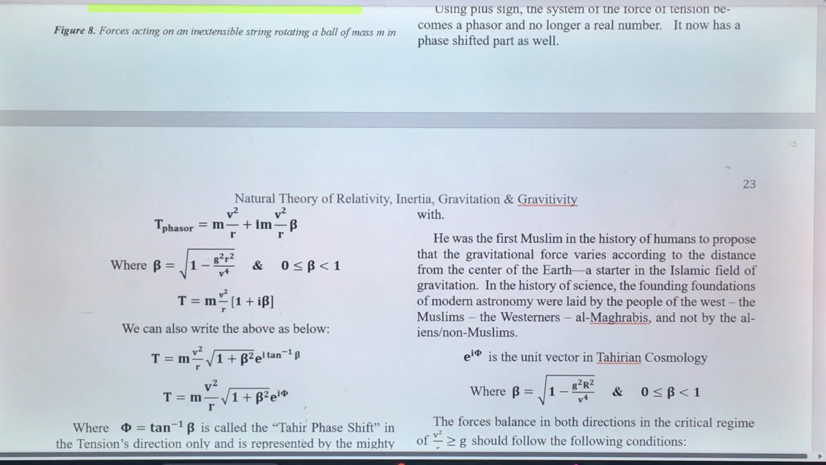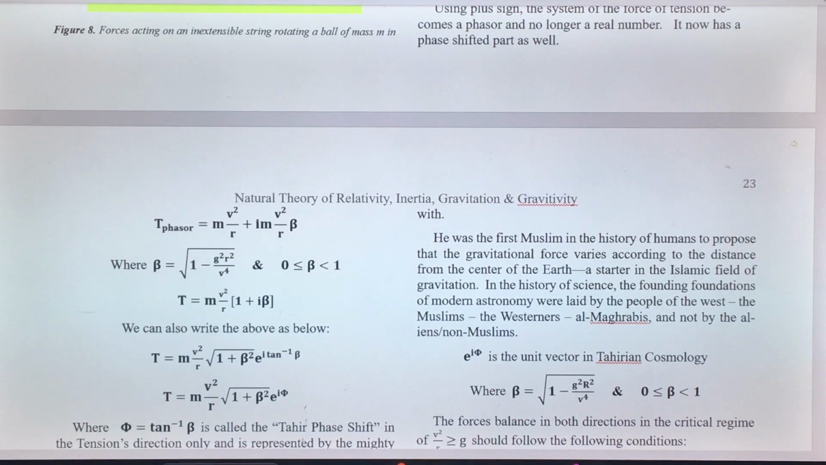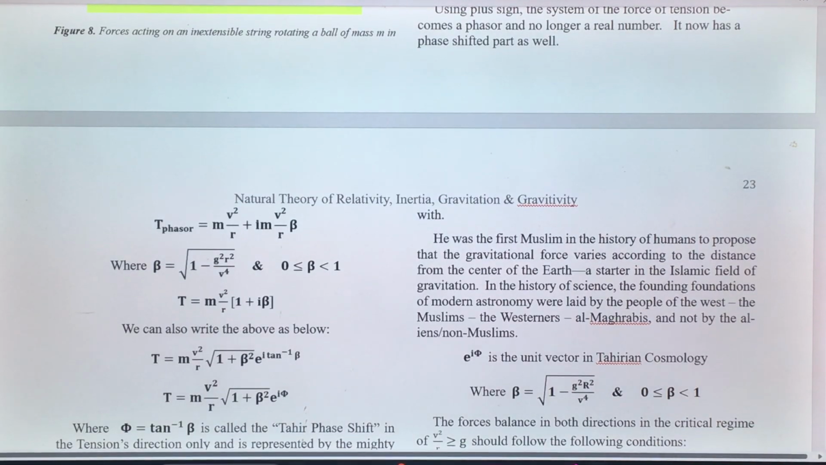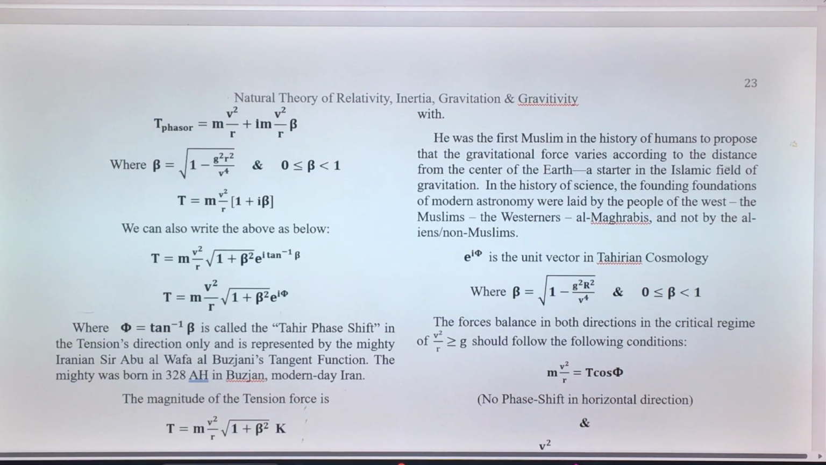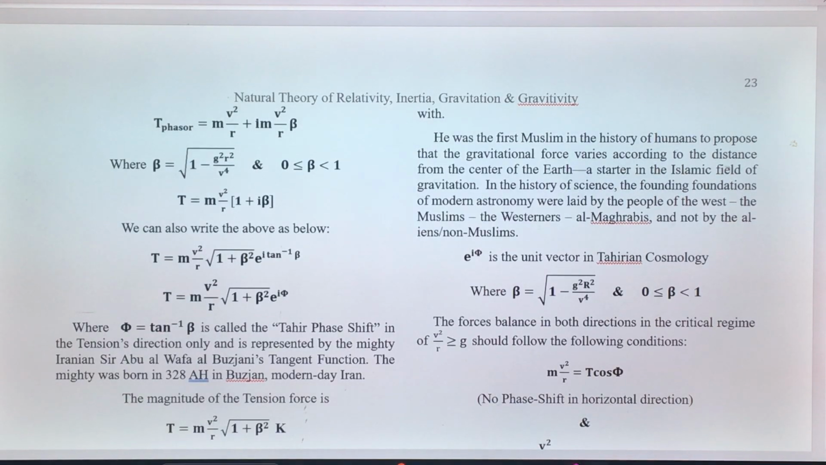Okay, so the tension phasor becomes mv square over r plus I mv square over r beta. Guys, mv square over r beta is the phase shifted part which has been shifted at 90 degrees to the tension, which is now mv square over r only. So that will be added in mg to support mg, to counteract mv square over r, the extra upward force. Okay, so beta is the square root of 1 minus g square r square over v4. Beta is greater than or equal to 0, less than 1. So T is mv square over r.